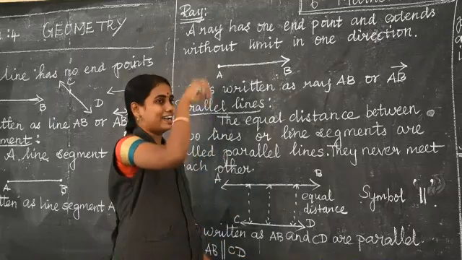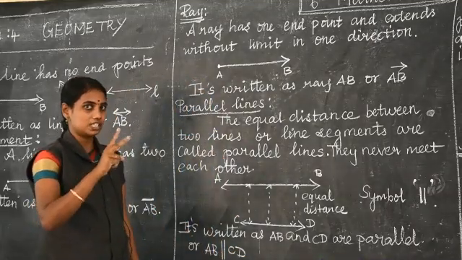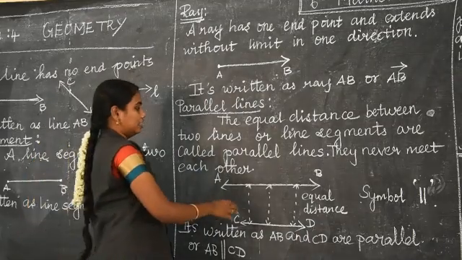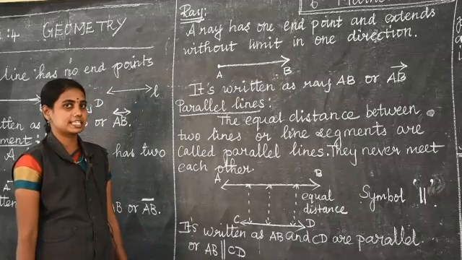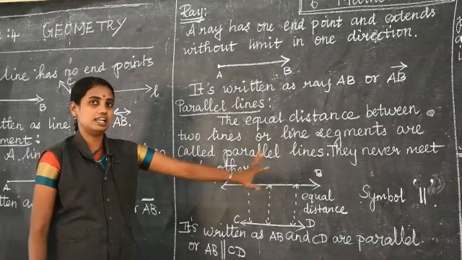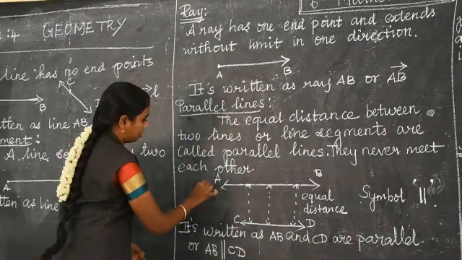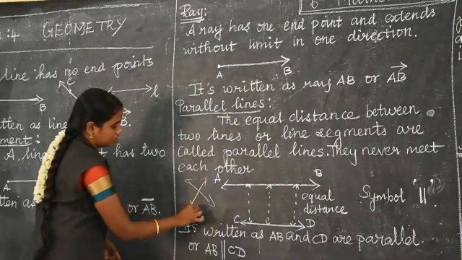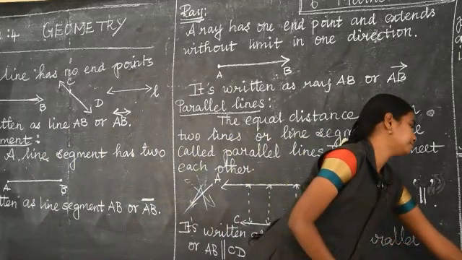You can compare only 2 lines. You cannot draw 1 line and say that is a parallel line. So you compare 2 lines or 2 line segments. Equal distance between 2 lines or 2 line segments are called parallel lines. They never meet each other. You cannot draw parallel lines like this. This is not a parallel line. Clear? It's not a parallel line.